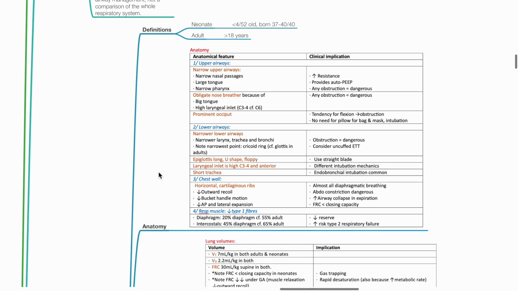Regarding chest wall, horizontal cartilaginous ribs reduce outward recoil, reduce bucket handle motion, and reduce AP and lateral expansion. Clinical implication: almost all diaphragmatic breathing. Abdominal constriction is dangerous. There is increased airway collapse in expiration. FRC is lower than closing capacity. Regarding respiratory muscle, there are less type 1 fibers, hence reduced reserve and increased risk of type 2 respiratory failure.